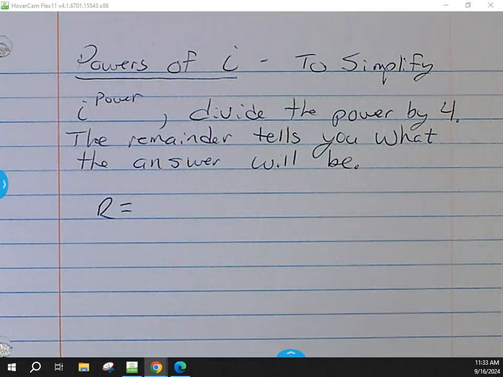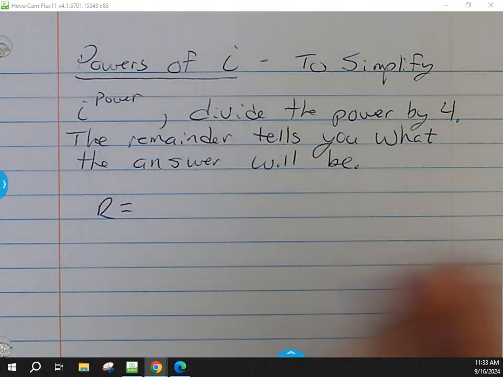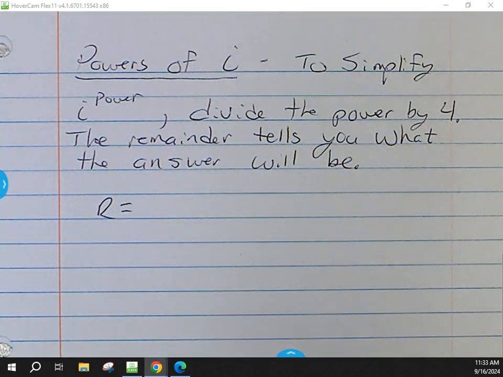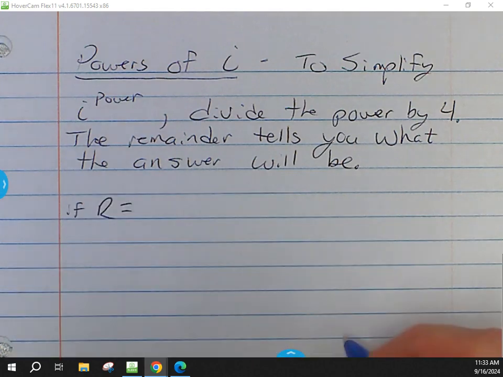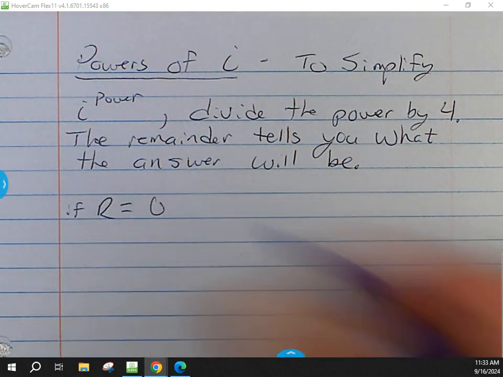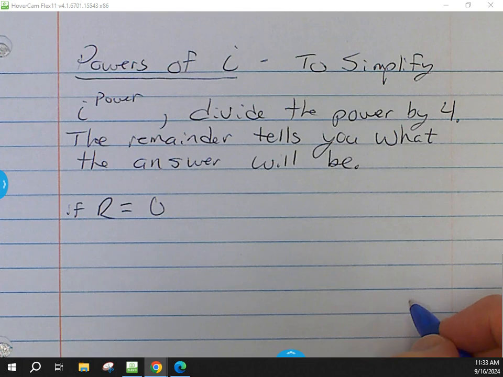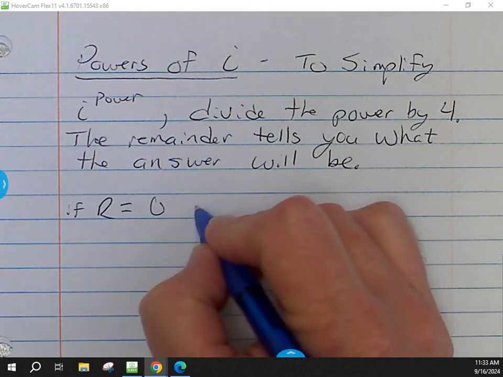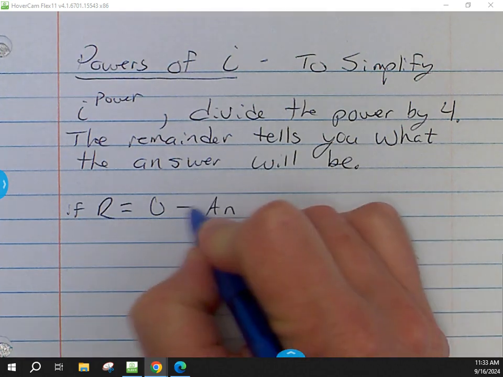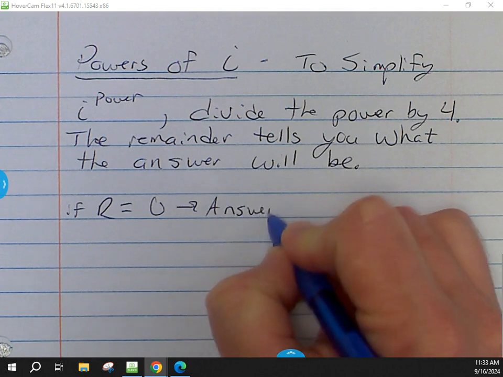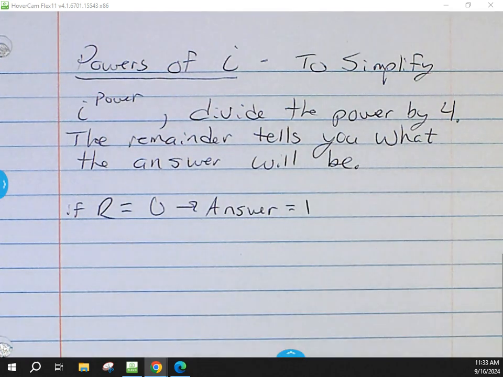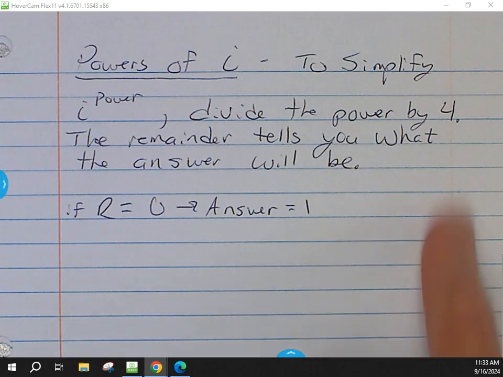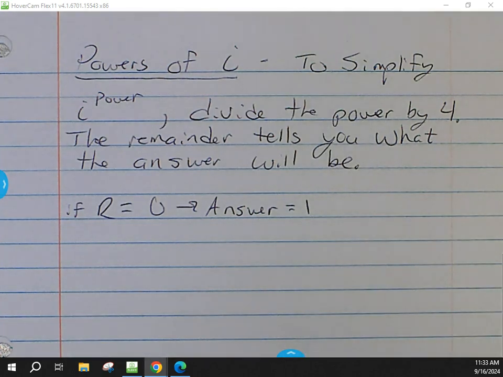Okay, and basically here's what it is. If your remainder, which we'll just call R in this case, equals 0, then your answer equals 1. And we're going to do this by hand over here. We'll do it with a calculator over here. So we're dividing it by hand over here. We'll show you the calculator in a second, what you get.